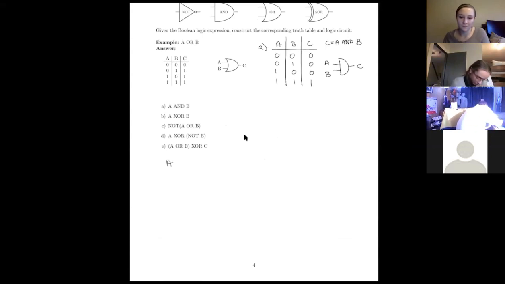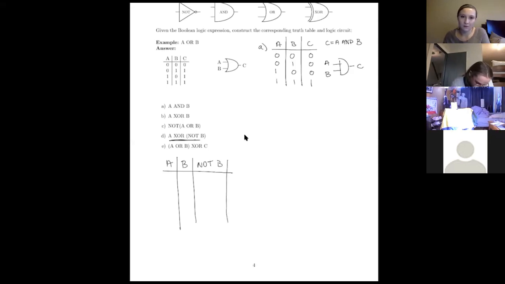So first, you have your A, B. I try to build up to what the final expression says. So I know I need A, I know I need B, I know I need not B. And then finally, I have A exclusive or not B. This is how I do it. There are different ways to do it. You can do more of it in your head, but I think it's just easier to not make a mistake if you have each step written out.